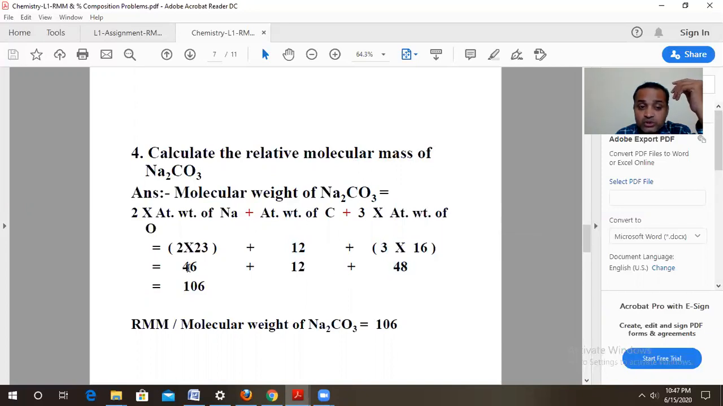So it becomes 2 into 23, 46 for sodium. 1 carbon, that is 12. And 3 oxygen atoms, that is 16 into 3, 48. So it becomes 46 plus 12 plus 48, that is equal to 106. So the relative molecular weight of sodium carbonate, RMM, is 106. Very nice.